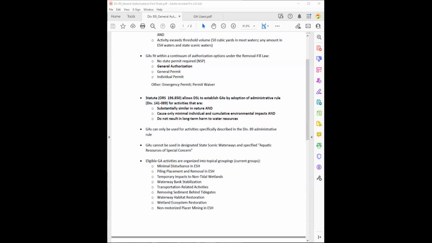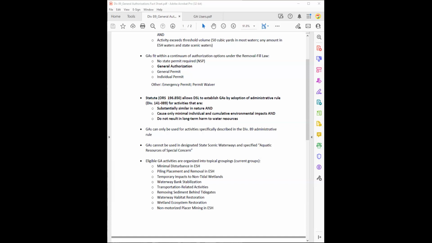Eligible general authorization activities are organized into topical groupings. So the current groups are minimal disturbance in essential salmonid habitat, or ESH. By the way, our essential salmonid habitat maps are available on our website, so you can see where all of them are. There are quite a few. So there are a number of activities that you can do that involve a very, very small amount of activity in an ESH stream, and for which you can get a general authorization, a quick pass. And by very small, I mean like 4 cubic yards or less of activity.